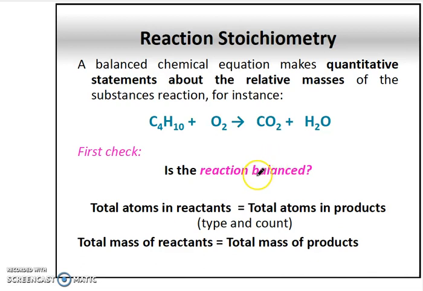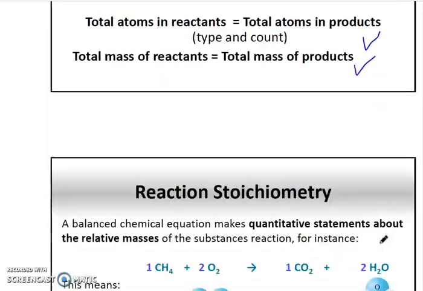So for example, if we have this combustion reaction of butane, the first thing we need is to make sure that it's balanced, because that way we will ensure that the law of conservation of mass is actually true for that particular reaction, in terms of the total number of atoms on both sides, reactants and products, and the total mass of both reactants and products being equal.